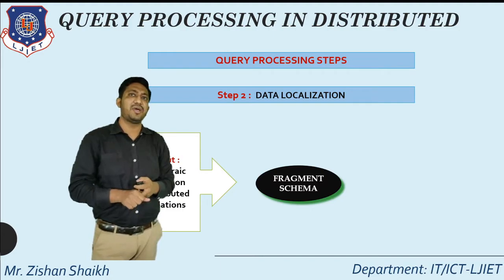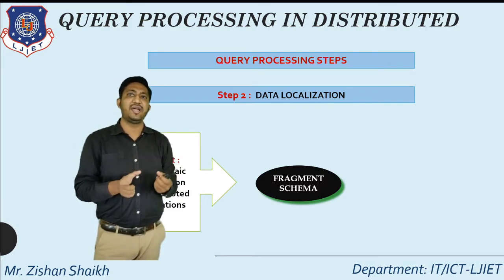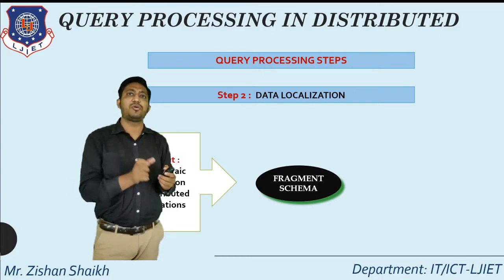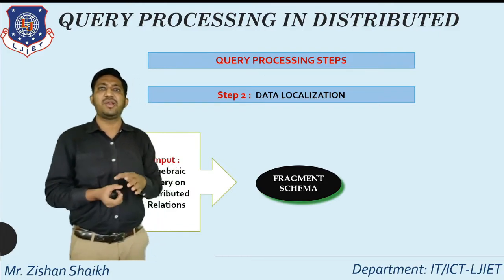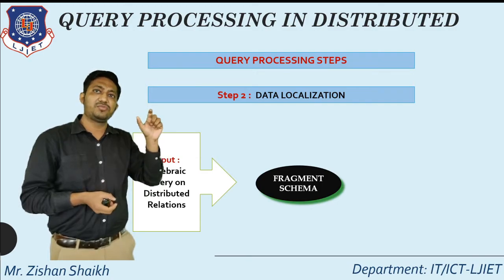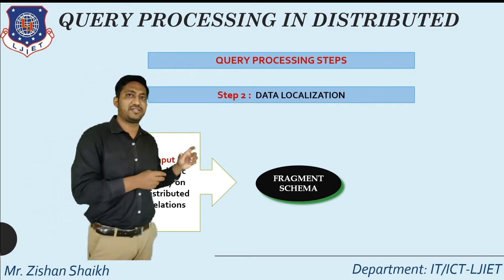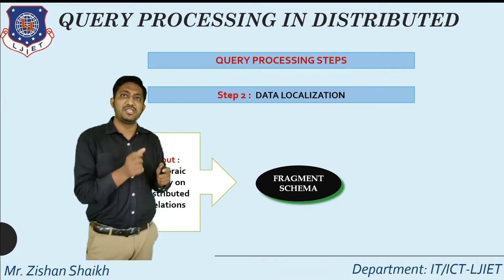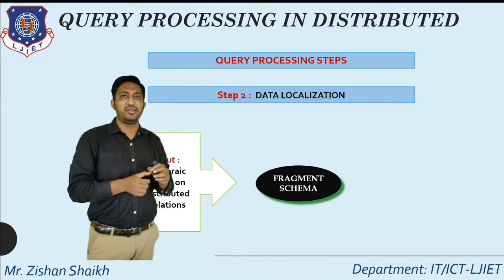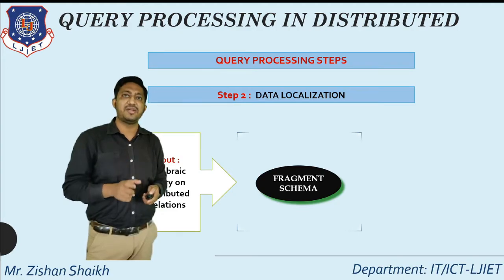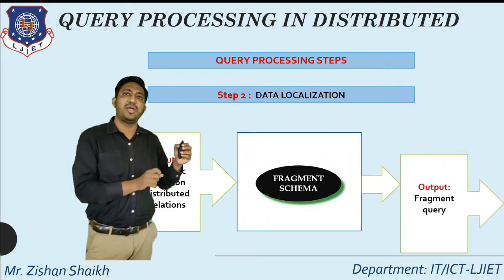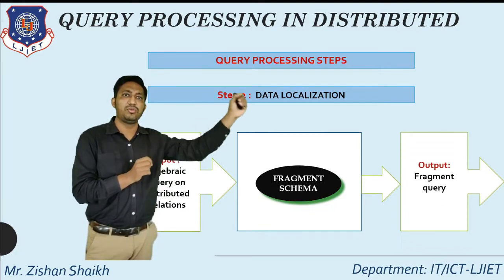So the fragment schema will help us decide which site belongs to which fragment, or which part of that query. So in the step number 1 output, we are taking the small parts, that is known as a fragment of our query. Which fragment belongs to which site will be decided by the fragment schema, and that fragment schema is helping us to allocate the particular data belonging to that site.